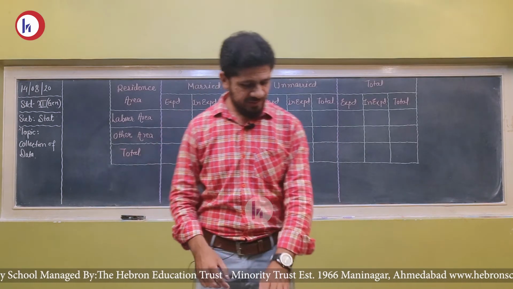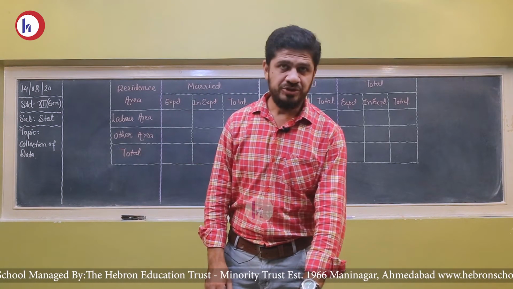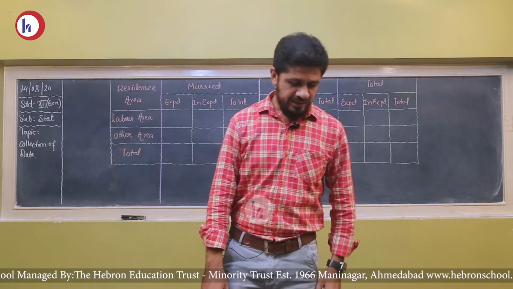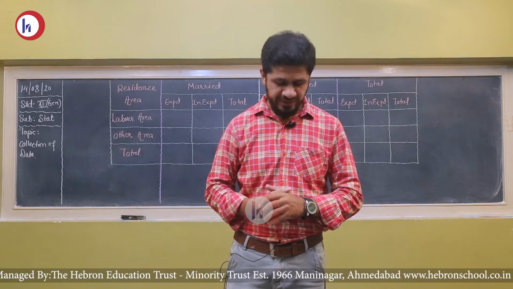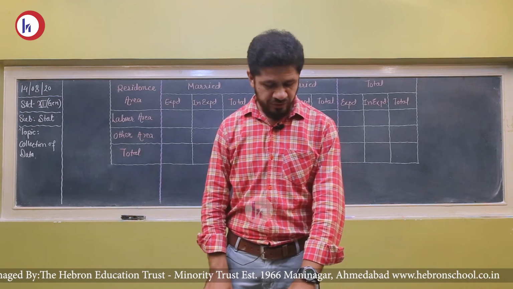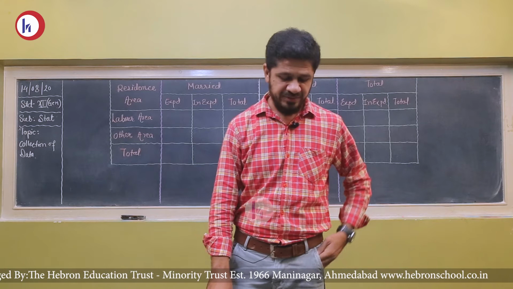Okay students, let's come to the next question, that is question number 4. Out of a total of 1850 women working in a factory, 549 were residing in a labor area. Out of the total married women of the labor area, 250 had experience.